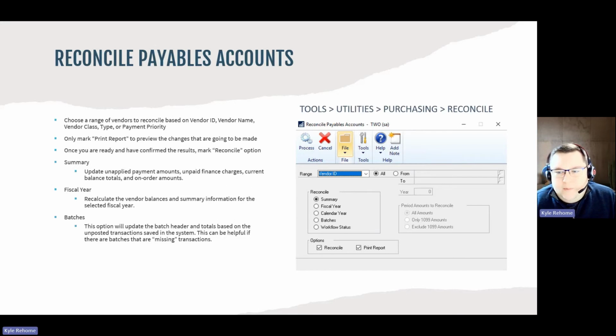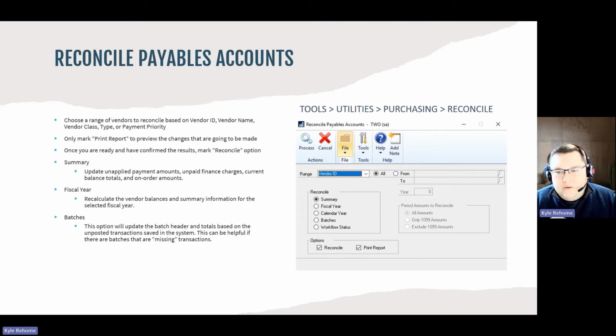I'll talk about a few of the things we can reconcile in this window. One is summary information. This updates your unapplied payment amounts, unpaid finance charges, current balances, on order amounts, things like that. If there's ever an issue with a transaction where you've applied X dollars to it, but it's still showing the full amount available or remaining, that's where you reconcile the summary option, and it will go back through and double check those numbers.